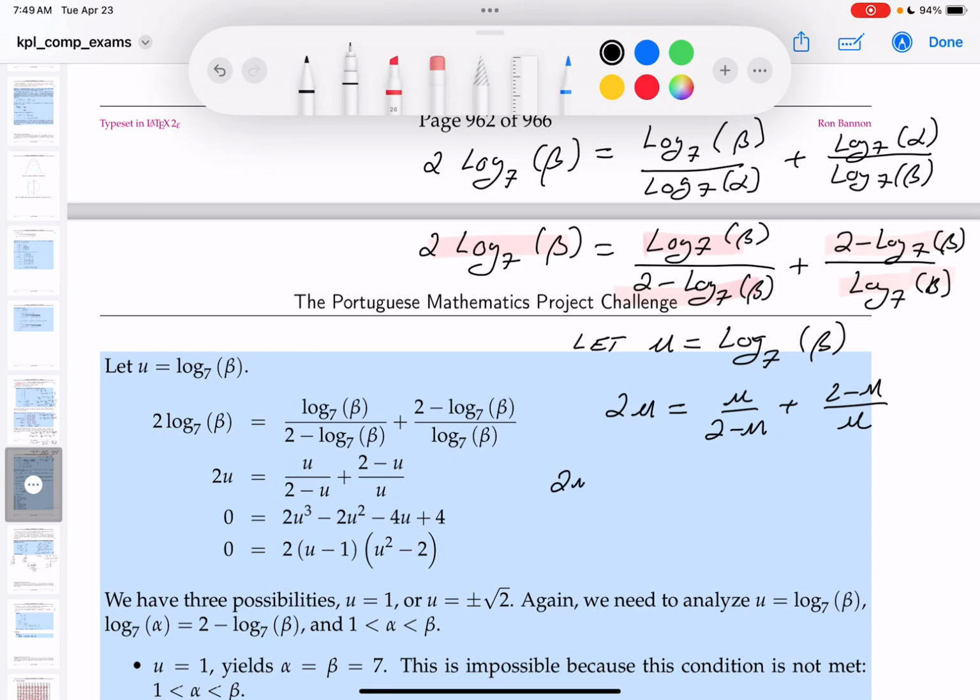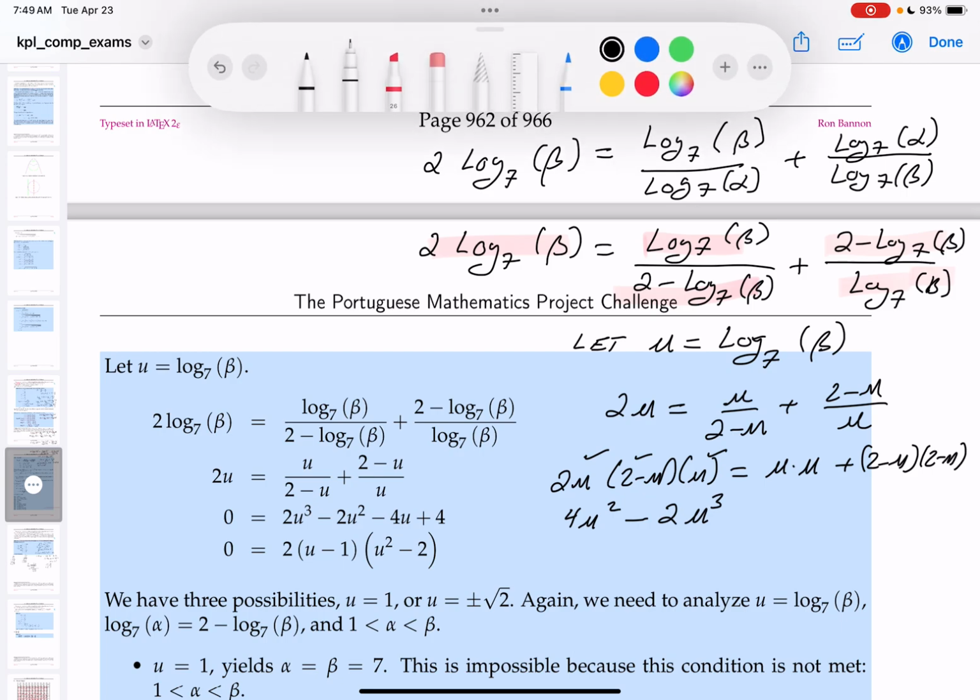So it's going to be 2u, 2 minus u times u times u, plus 2 minus u, 2 minus u. Let's see what we get over there. 2u squared, that's 4u squared, minus 2u cubed. Let me see if I did that right. So 2u squared times 2 is 4u squared. 2u squared times minus u is minus 2u cubed. That's not so bad.